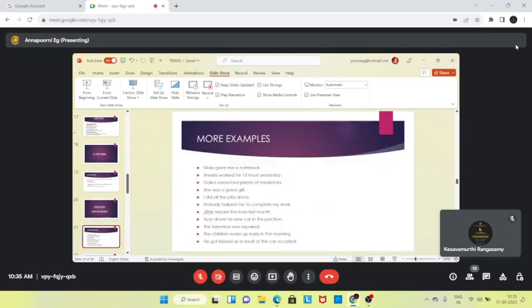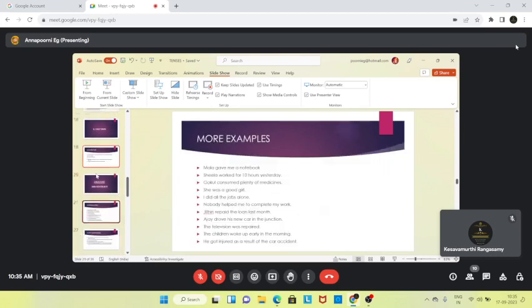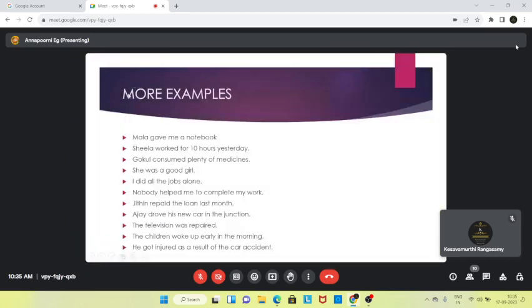Now we have some examples, and I want each one of you to read them. Appu can start. Mala gave me a notebook. Can you identify the subject, verb, and object? Mala is the subject, gave is the verb, and me a notebook is the object.